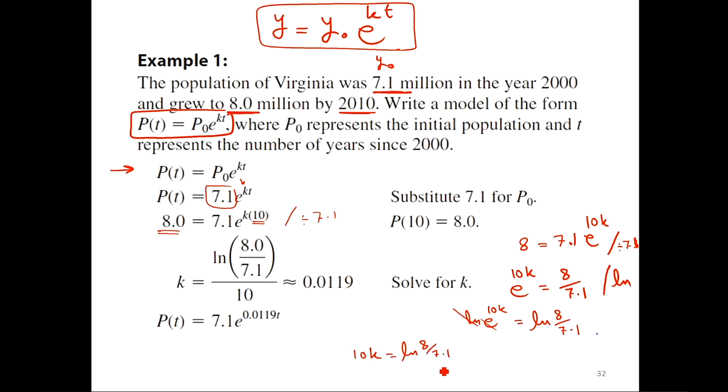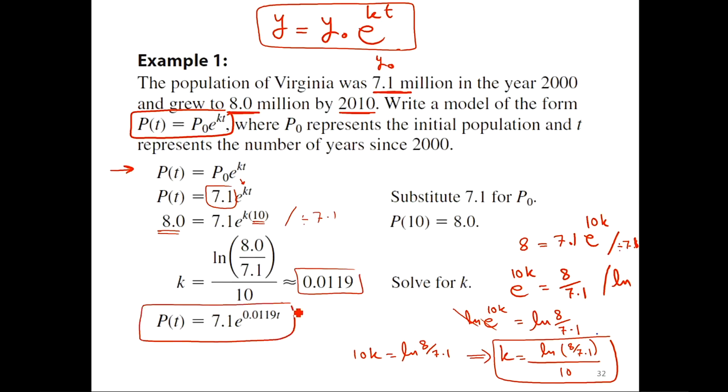By dividing by 10, we conclude k equals ln of 8 over 7.1, all over 10. This is the value of the k. So we have k equals 0.0119. So the population after t years equals 7.1 e to the power 0.0119 multiplied by t, where t is the year.